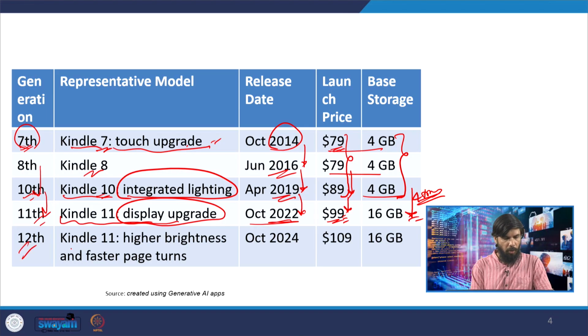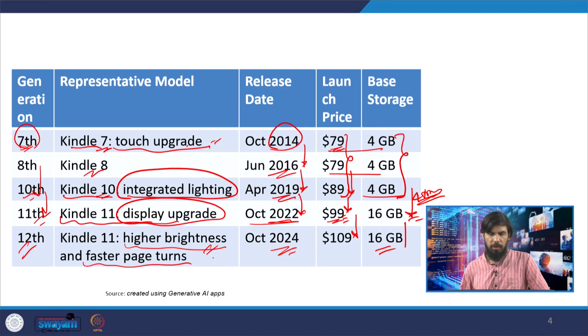Similarly, if we look at 12th generation, which was 2024, it basically is more like a Kindle 11 only, but with higher brightness and faster page turns. So, it is an improvement of Kindle 11 and the price slightly got increased, storage remains the same, right. So, the cost goes up towards the improvements in terms of brightness and faster page turns.